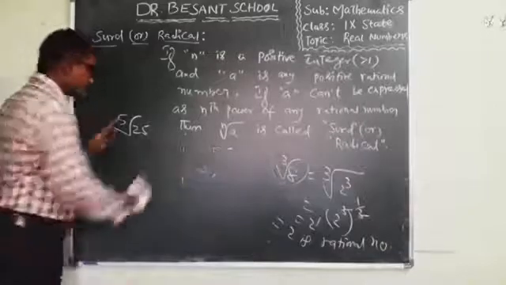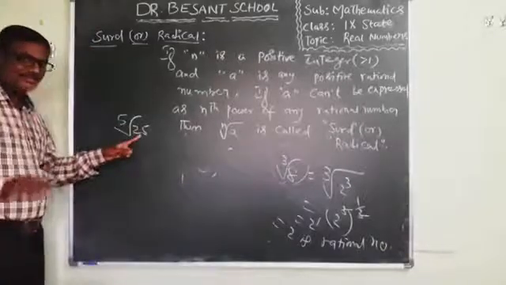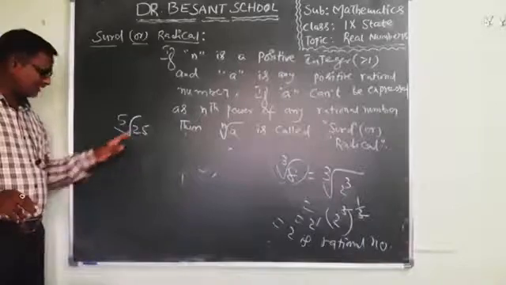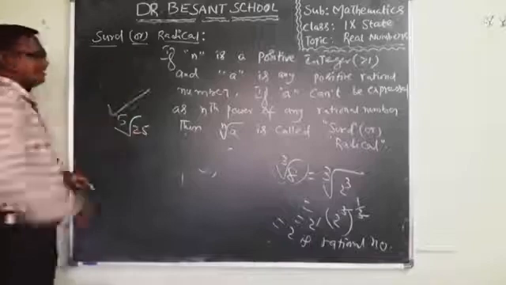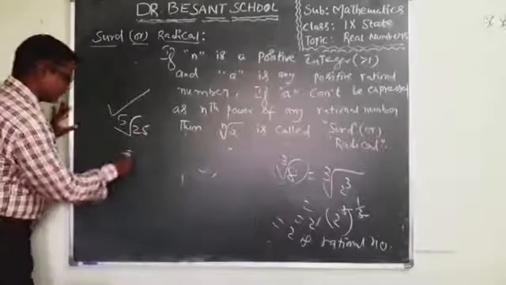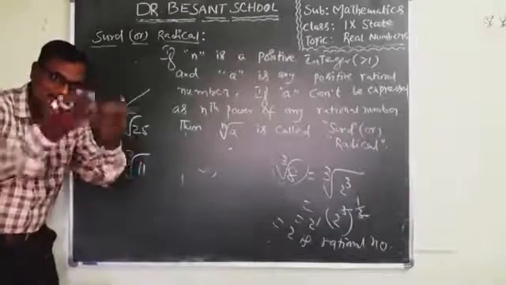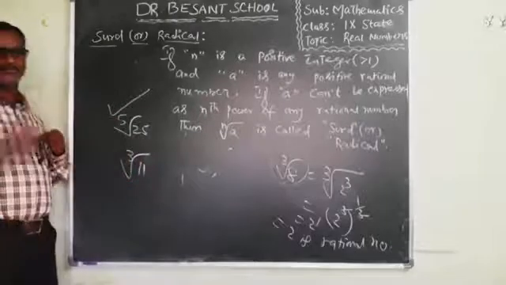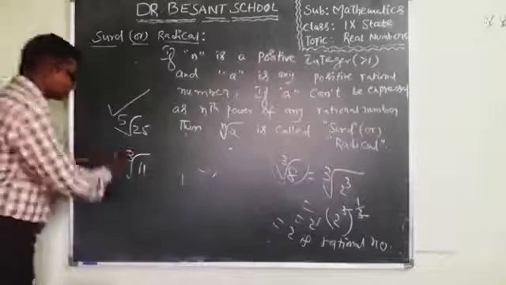So fifth root 25 cannot be simplified. So 25 cannot be written as a fifth power of some rational number. So this is called a surd. Again, cube root of 11. 11 cannot be written as a third power of some rational number. So this is called a surd.